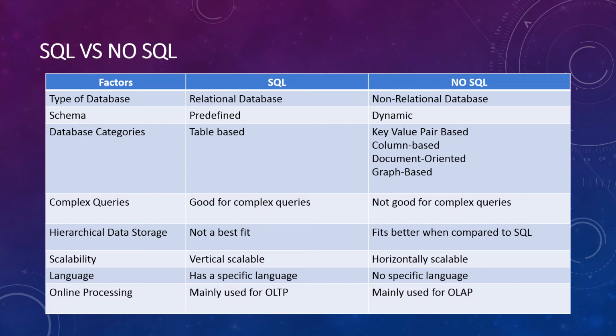Let's start with the first comparison factor, that is type of database. In SQL, it is essentially called a relational database and it organizes structured data fields into desired columns. So a database can have n number of tables and each table has n number of columns with data stored in it. So each table can be related to the other tables also.